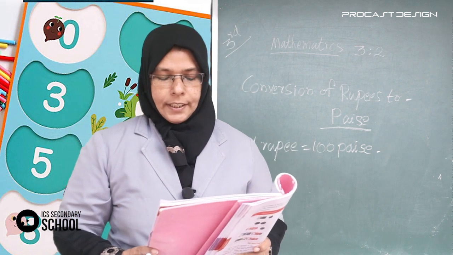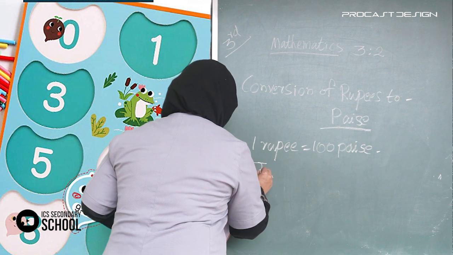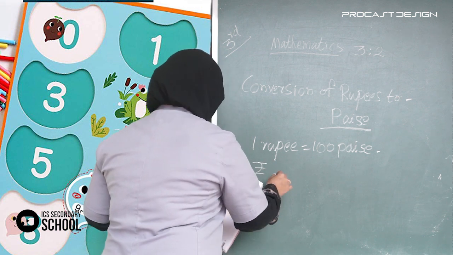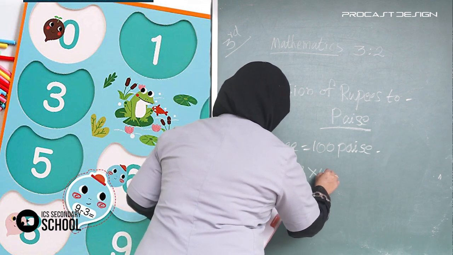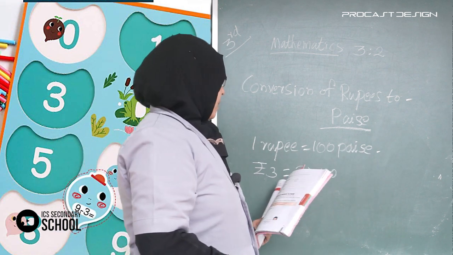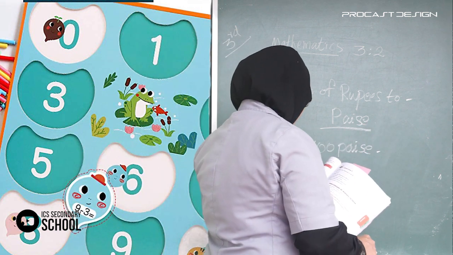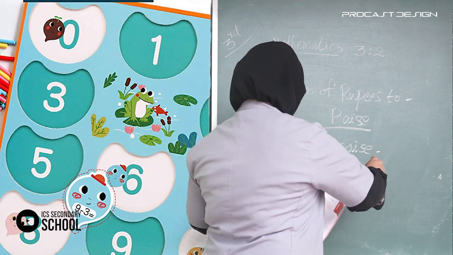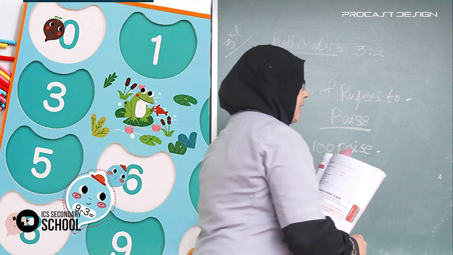You can also simply write 2 zeros to the right of the digit of rupees. Okay. For example, 3 rupees: 3 into 100 converts it into paise. 3 into 100 is equal to 300 paise.